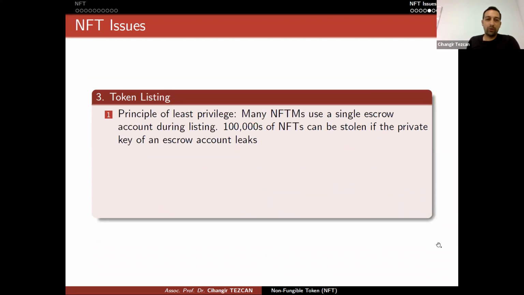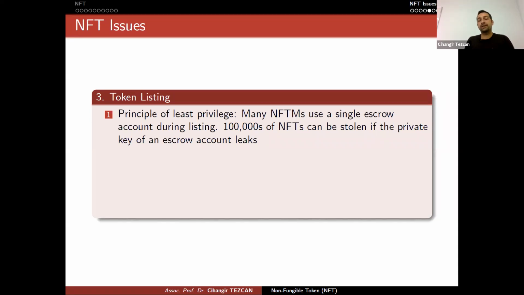So let's move on to the third one, token listing, principle of least privilege. Many NFTMs use a single escrow account during listing. So hundreds of thousands of NFTs can be stolen if the private key of an escrow account leaks.